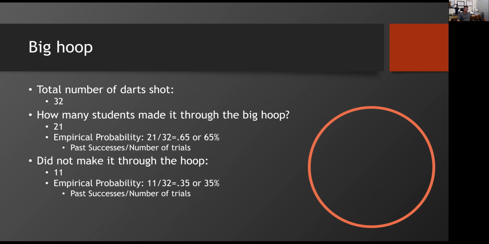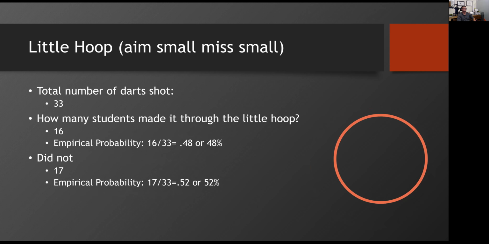And so then we did, so that was an experiment. Well, technically it was 32 experiments. And then we have two possible outcomes. They made it through the hula hoop or they did not. And then the collection of all of that, the event is 21 people made it through the hula hoop, 11 did not. Then we did it again, except this time we had a smaller hula hoop.